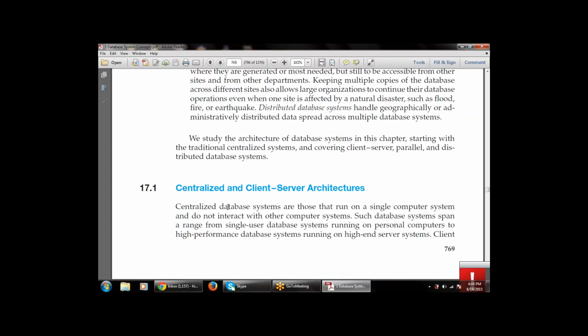Then 17.1 is centralized and client server architecture. That is, what a centralized system is and what a client server architecture system is, and how they are used.